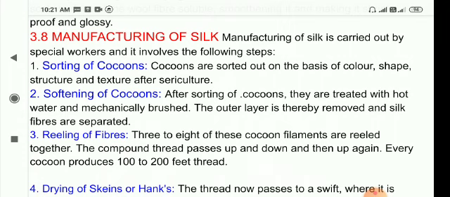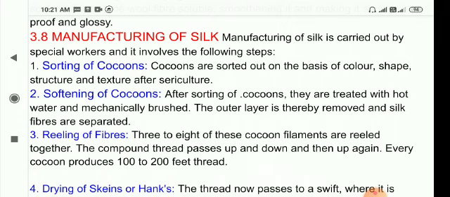And the next process, number 2, is softening of cocoons. So first, after sorting, it is made soft. So this is to make it soft. They are treated with hot water and mechanically brushed.